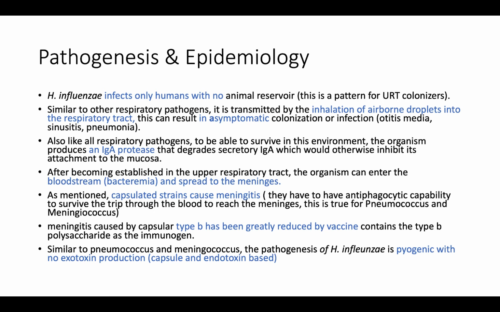So, pathogenesis and epidemiology: it infects only humans, no animal reservoirs. As we said, this is common to all upper respiratory tract pathogens, they have no animal reservoir. This is true for pneumococcus as well as HIB. Like other respiratory pathogens, it is transmitted by inhalation of droplets. Every organism that causes upper respiratory infection is transmitted by respiratory droplets. This is the transmission method.